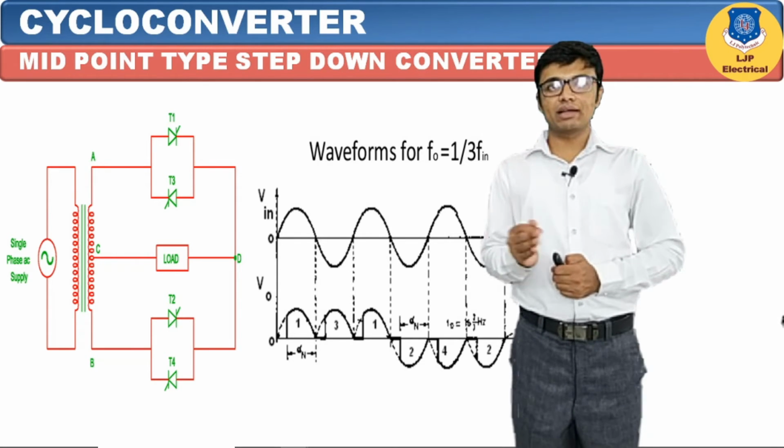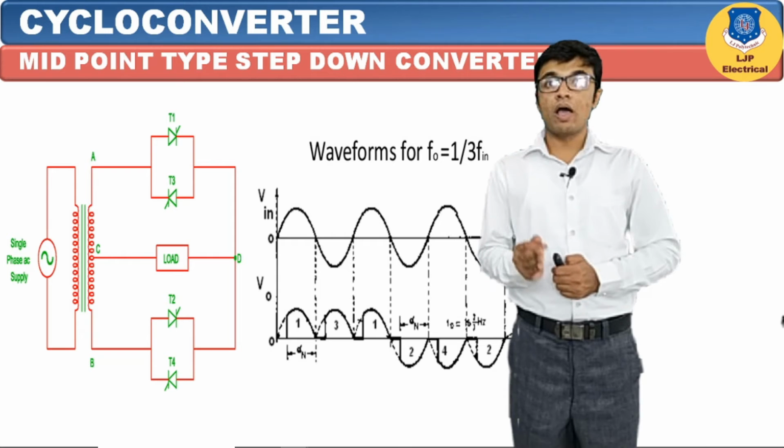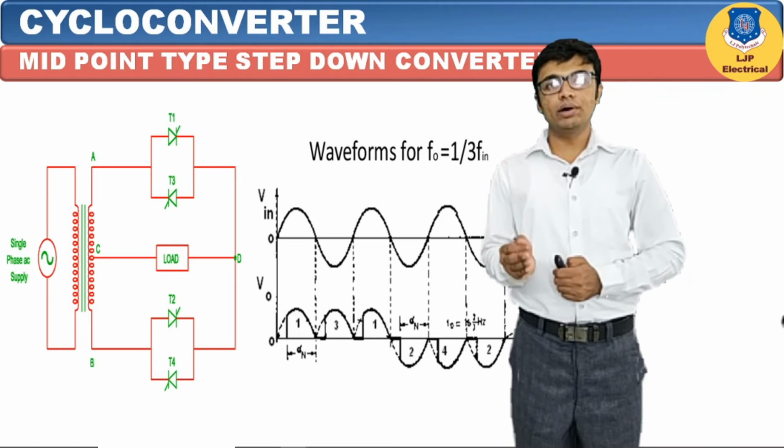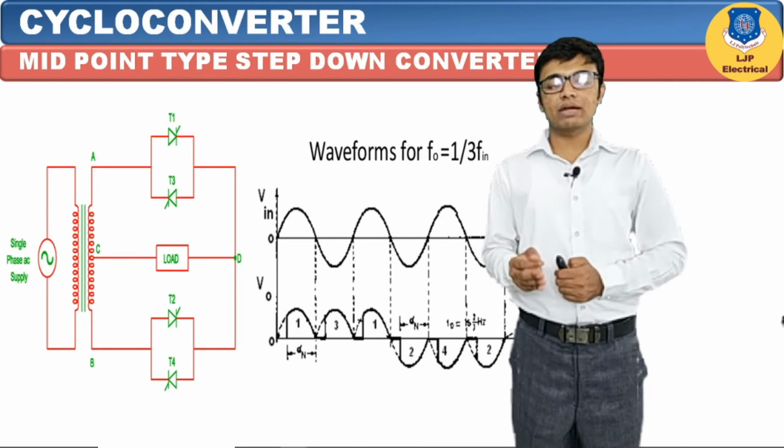Again one positive half cycle will come, again we have to generate negative half cycle from the positive half cycle. For that we have to trigger thyristor T4. So current will flow from the point C to the load to the thyristor T4 and come back to the point B.